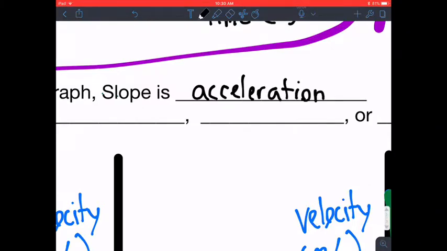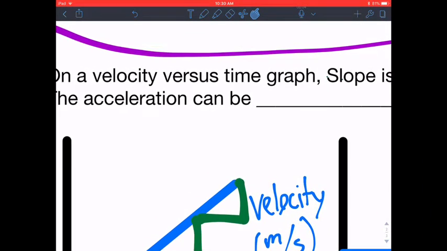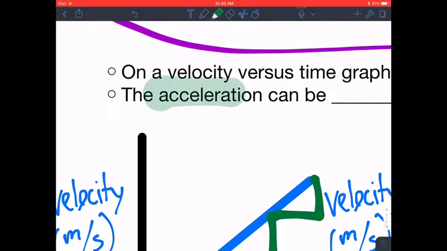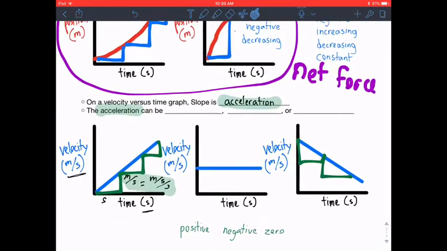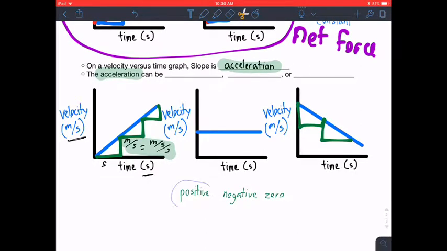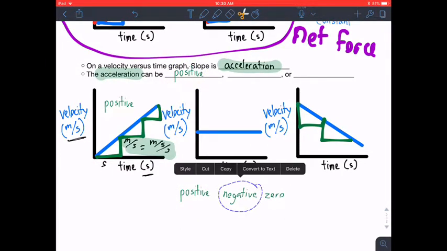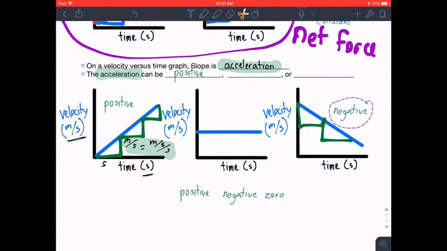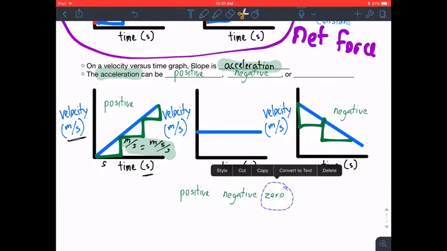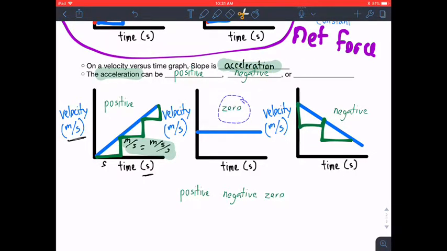You should know that already, but this is just hopefully serving as a review of those things as we try to put all these big ideas together. And we want to realize that as we look at these slopes, the acceleration or the slope of this graph can be positive. And we'll add that up here as well. Or it can be negative, like it is in this graph over here. Or it can be 0, like it is in this graph right here.